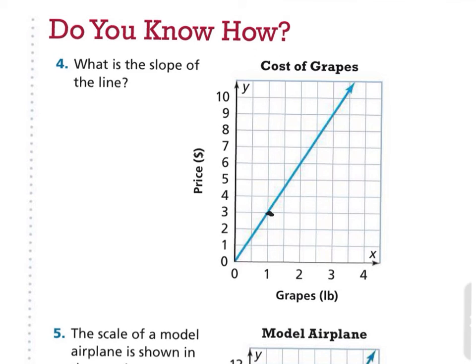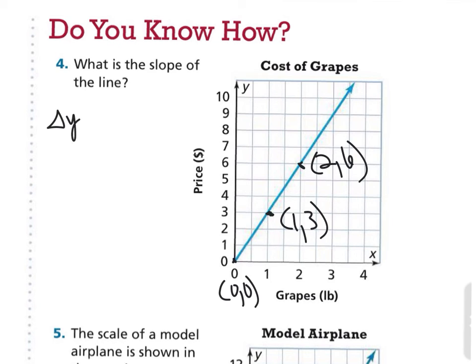So we might see here, this is the point 1, 3. Let's say we go with the point 2, 6. Technically could have gone with the point 0, 0 down here. Actually would be a nice point to work with. There's a 3, 9 later on. Okay, but just find any 2 points that are on the line. Change in y over change in x.